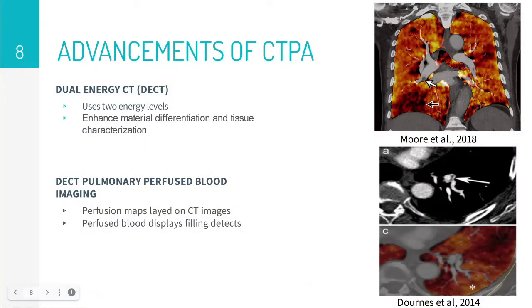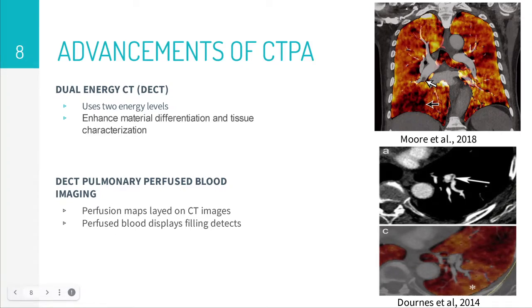So now for advancements of CTPA, we have dual energy CT, and essentially, structures with higher CT numbers will display greater differential attenuation when exposed to low and high energy levels, and that's what dual energy CT provides. Like mentioned before, iodinated contrast opacifies vessels, which increases the CT number of the said vessels, which in turn allows dual energy CT to display higher differential attenuation, which could help us find pathologies.